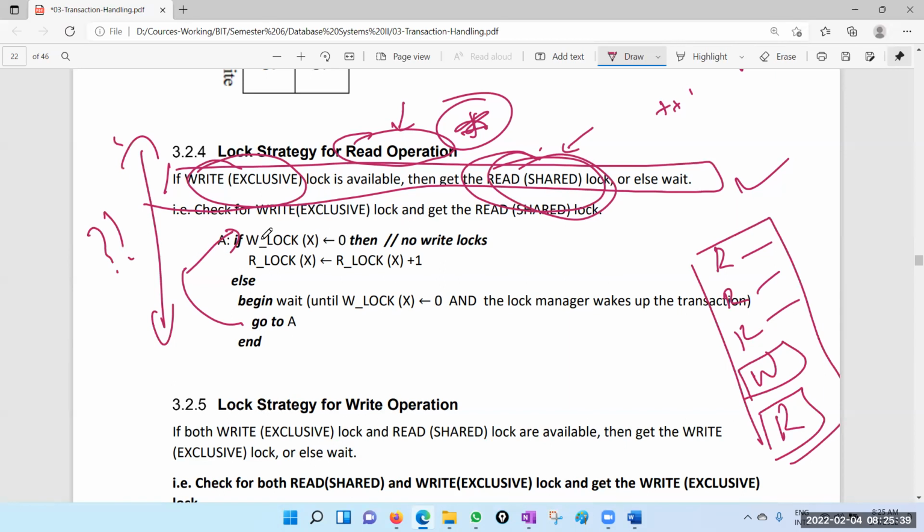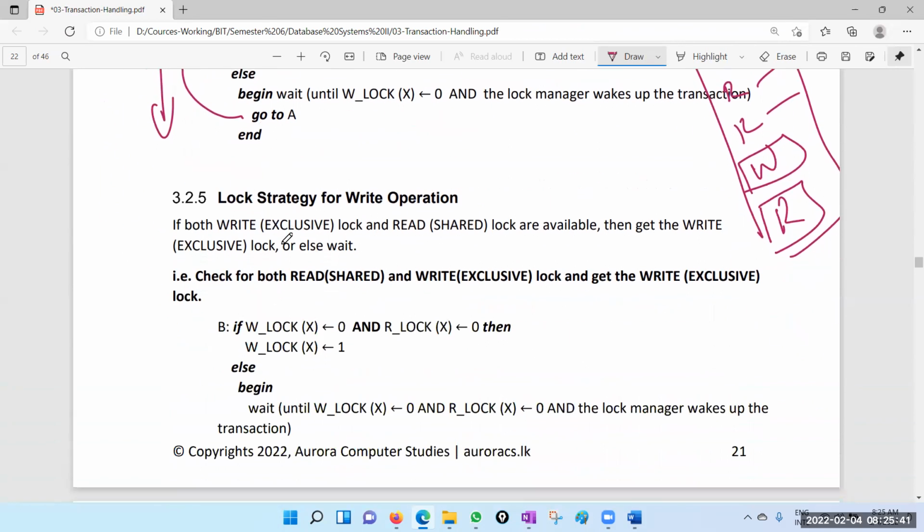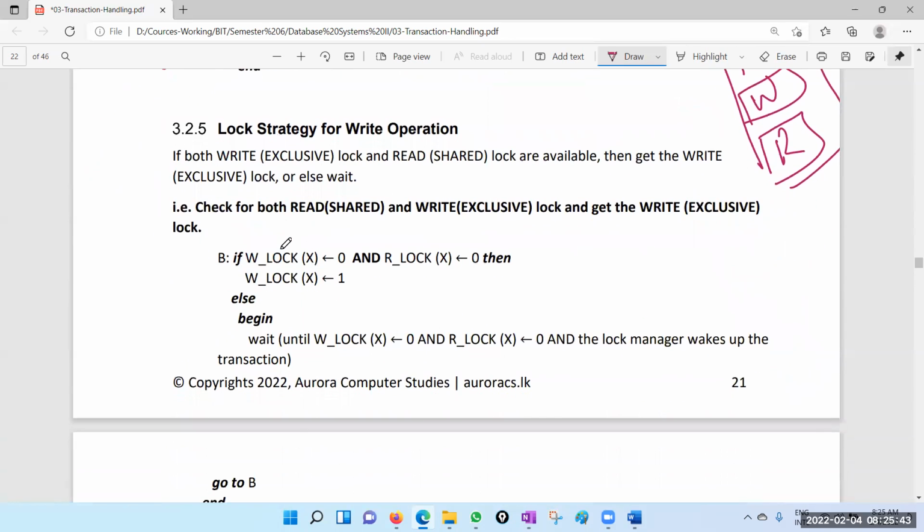If you don't have questions, we can move very fast. That means you understand perfectly. So now let's see what is the lock strategy for write operation.